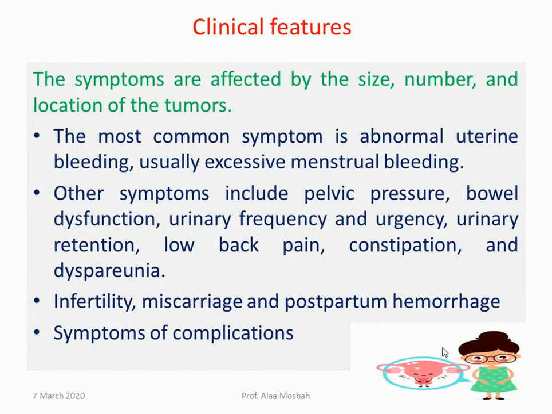The symptoms are affected by the size, number, and location of the tumor. The most common symptom is abnormal uterine bleeding in the form of heavy menstrual bleeding. The other symptoms include pelvic pressure, bowel dysfunction, urinary frequency, urgency, or urinary retention. Also, low back pain, dyspareunia, constipation.